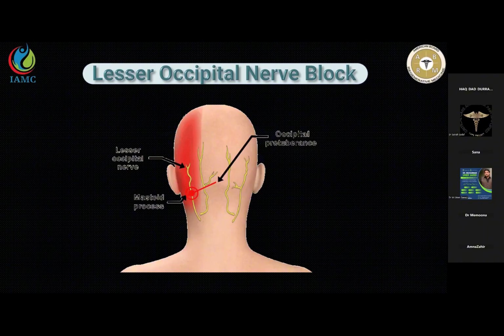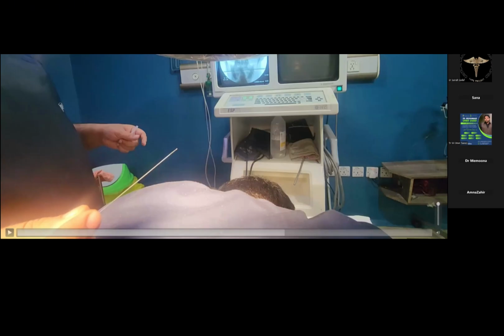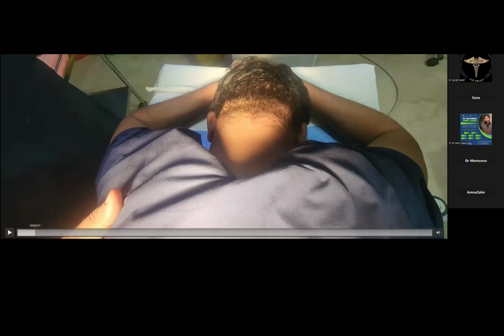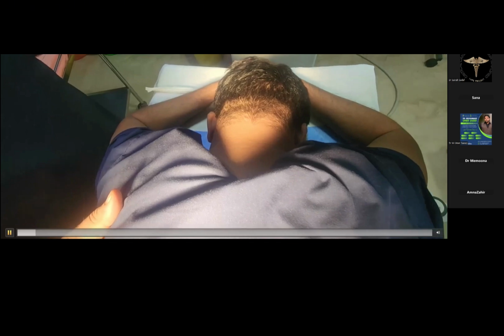Okay, this is a simulated patient. We just prepared for that. We will not put the actual needle in the patient because he is my OT assistant. So we will just have a view of that.